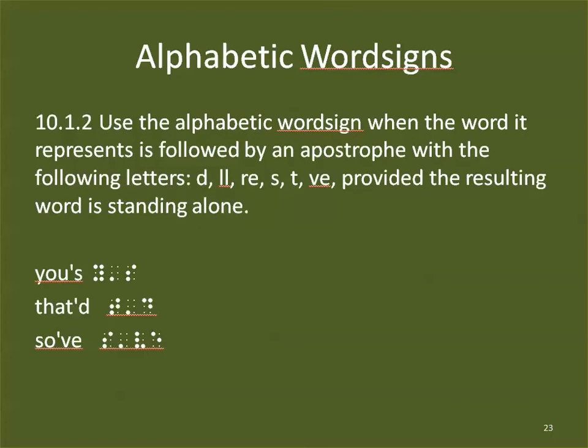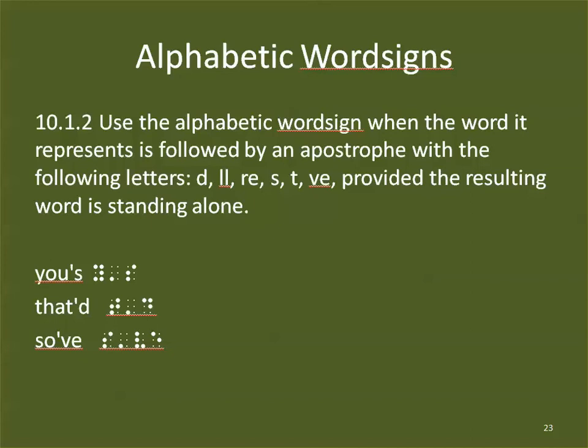We use the alphabetic word sign when the word it represents is followed by an apostrophe with the following letters: D, LL, M, RE, S, T, and VE, provided the resulting word itself is still standing alone. So that makes sense. Those are common grammatical contractions, not Braille contractions. So if we add those letters after an apostrophe, then that entire word is still standing alone. So an example would be you's, as in Y-O-U apostrophe S. That whole thing is still considered standing alone. The apostrophe S does not make it invalid to use the contraction for U. That'd is the same principle. We can use T and then an apostrophe and D, because D is one of those allowable contractions.